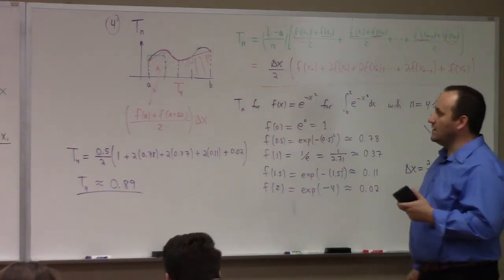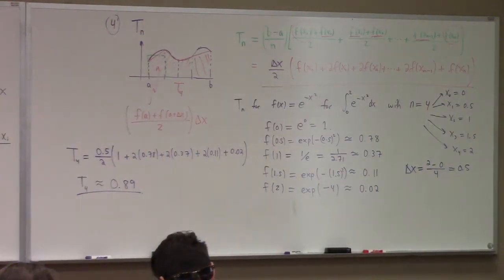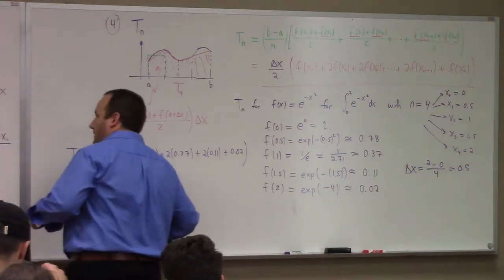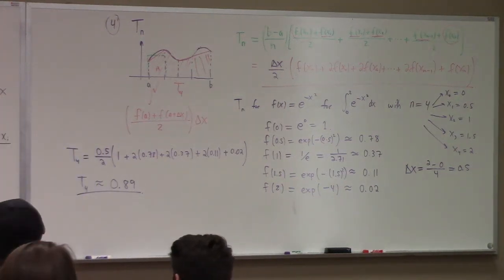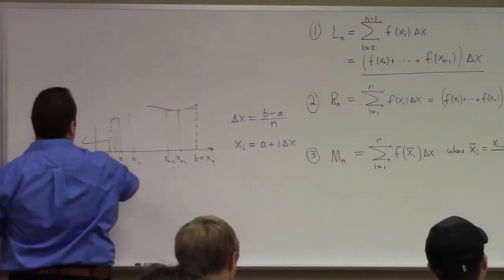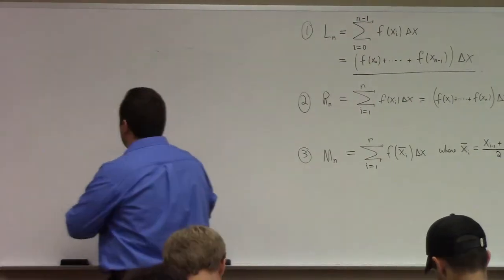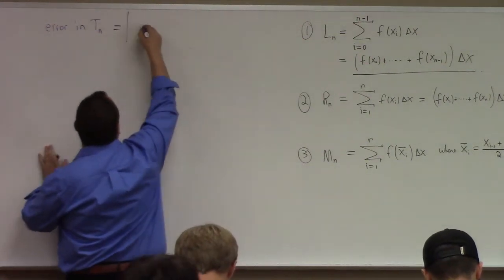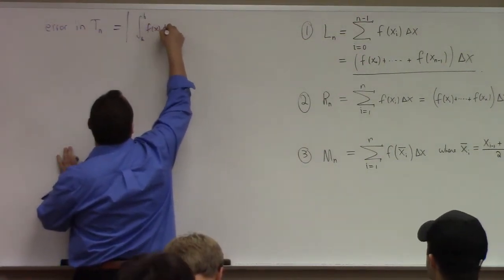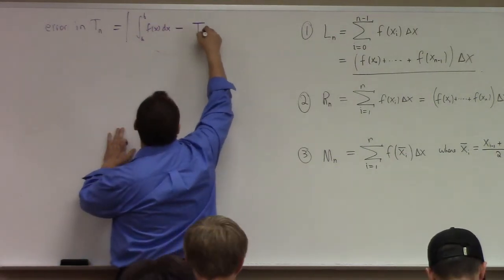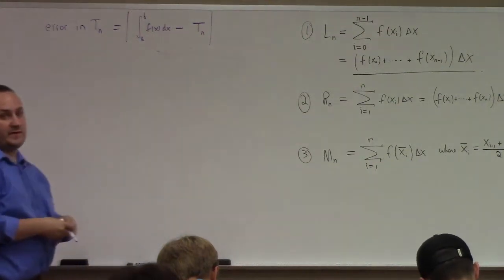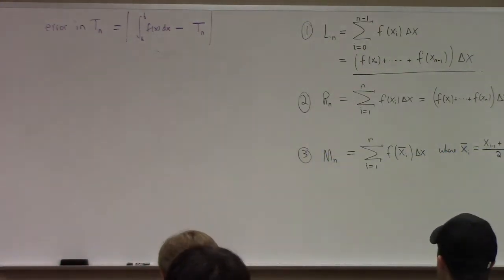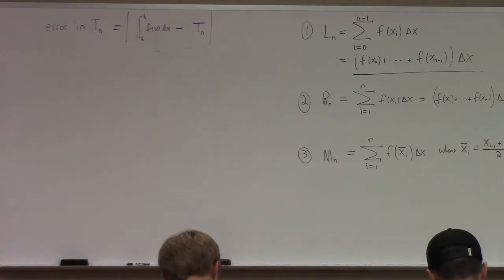All right. Now, what should we expect the error is in this? I mean, how far apart is that from the true value? So the error in Tn would be what? The absolute value of the integral from a to b of f of x dx, the real thing, minus Tn. This is the absolute error. And he actually gives us theorems in this section that put bounds on that, according to some things that you can calculate for the function. All right?